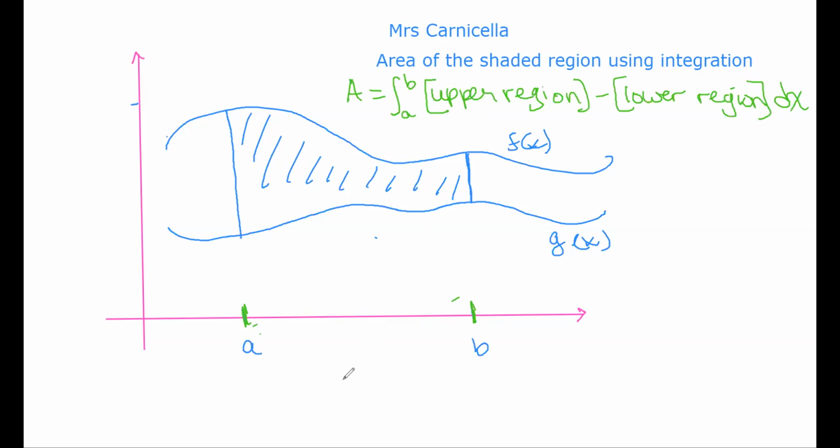But that's just my way of remembering. The real way that you're going to write this is, the area is going to equal the integral from A to B of f of x, because that's the upper one, the one on top, minus g of x, because that's the lower one beneath, dx.